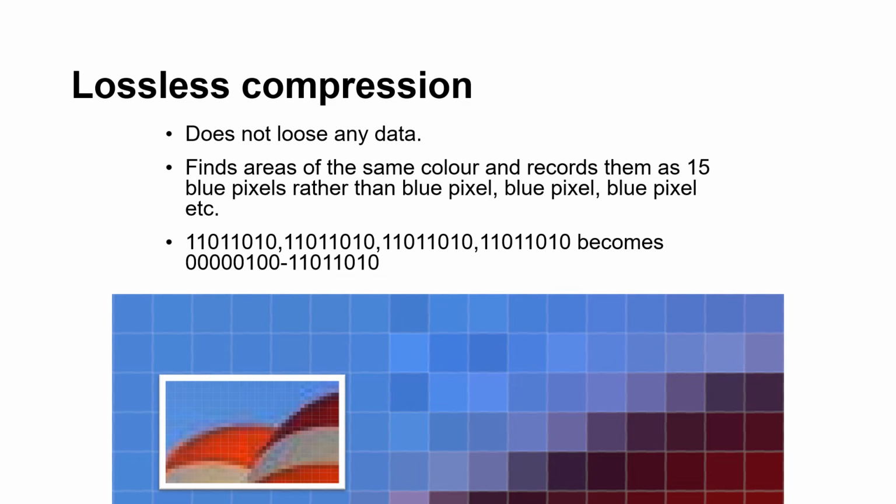So remember, lossless compression doesn't lose any data. Here's an example of an image. It finds areas of the same colour, and rather than recording them for each pixel, would record them as 15 blue pixels, rather than blue pixel 15 times. Here you can see the binary code for that. Imagine the first binary code is blue, and that would be repeated 15 times. We can actually just say how many times we want it to be repeated. So in this instance, it would be 8 times, because the first binary number is 8, and then the colour we want to be repeated.